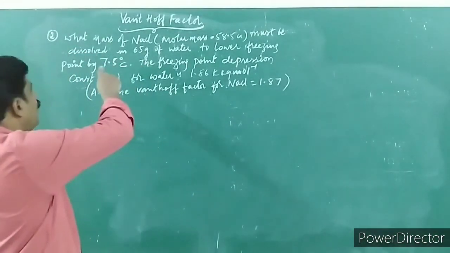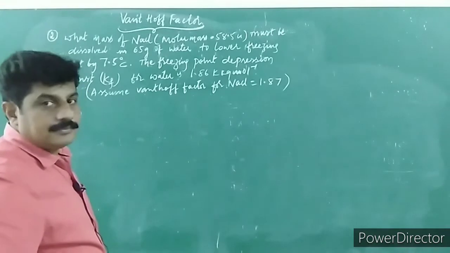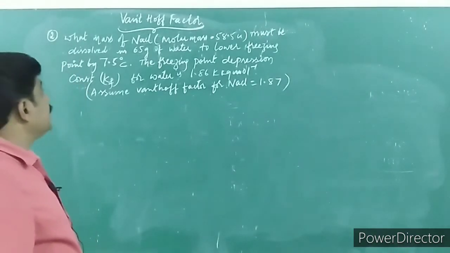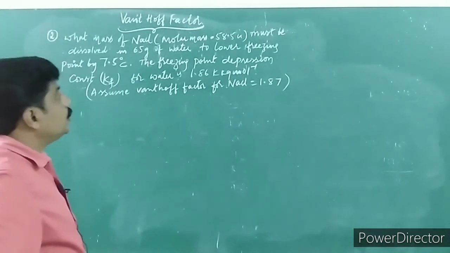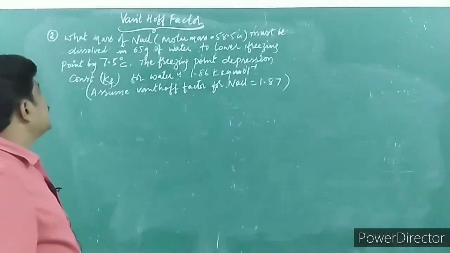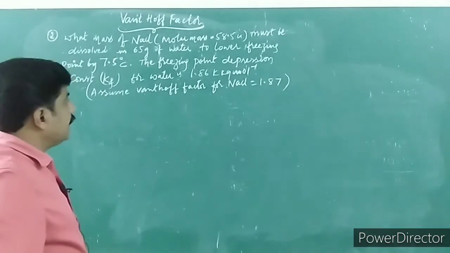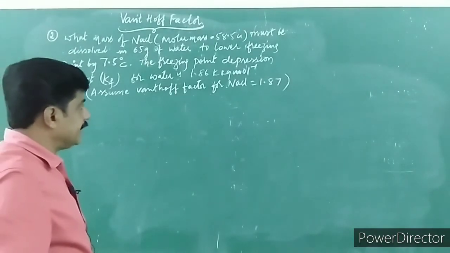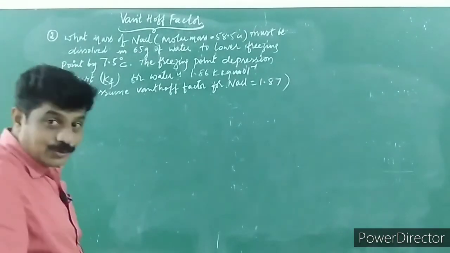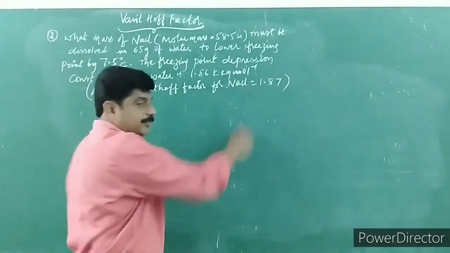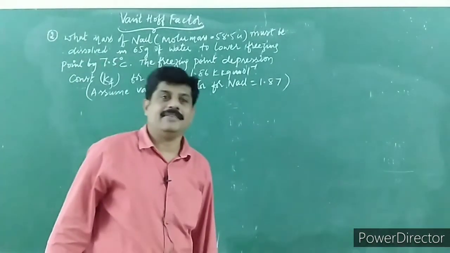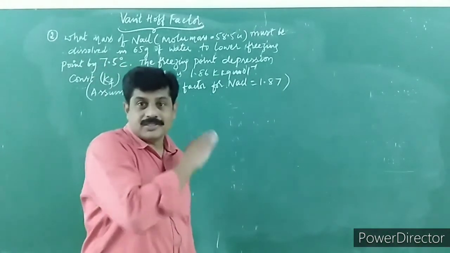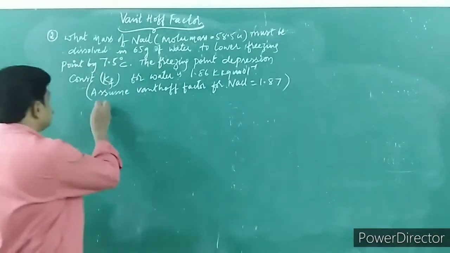Let me take up: what mass of sodium chloride, molar mass is equal to 58.5 unified mass, must be dissolved in 65 grams of water to lower the freezing point by 7.5 degrees Celsius. The freezing point depression constant for water is equal to 1.86 Kelvin kg per mole. Assume the Van 't Hoff factor for sodium chloride is equal to 1.87. Children, very simple. Let me solve this numerical for you. Solution.